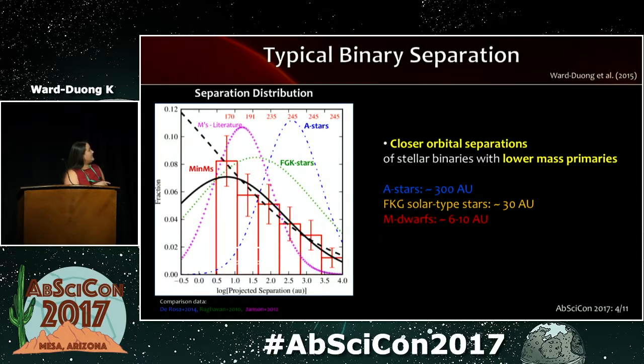If we start with A-type stars, about 300 AU is where we find the typical binary separation. If we move inward to solar-type FGK stars, then it's about 30 AU. And you can see in our red histogram here, we actually don't see the population turn over, but we see the bulk of the binaries are at this 6 to 10 AU separation range, so very, very close, tight binary systems.